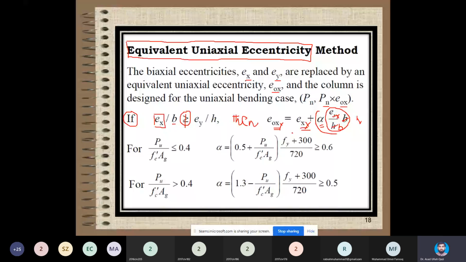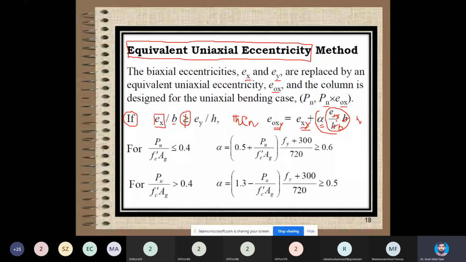So remember that if your column is square, then b and h are the same. So it will be only Ex greater than Ey or Ey greater than Ex, and in this equation h over b will cancel each other because the column is square, so you will get Ex plus alpha Ey or Ey plus alpha Ex. So you can rewrite these equations particularly for a square column where b and h are the same.